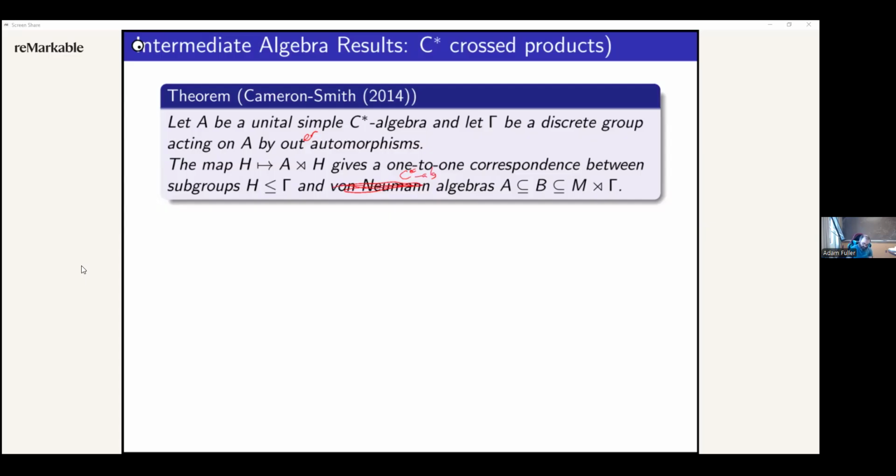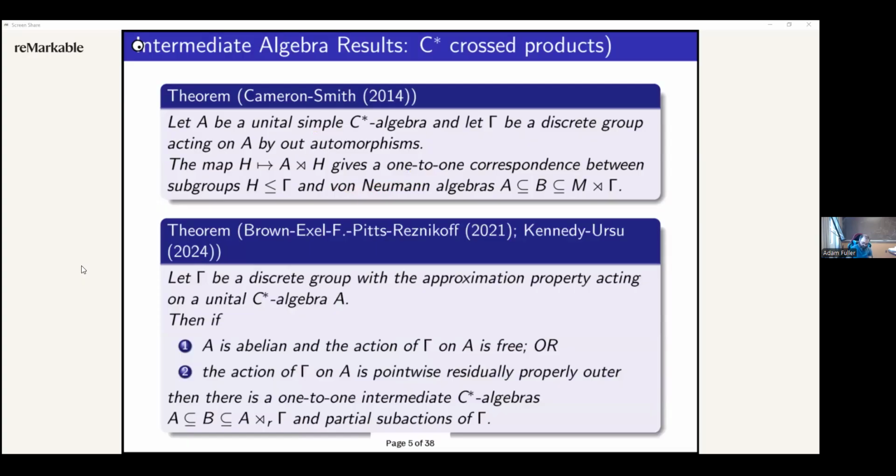More on the C-star algebra side is a result I wrote with Brown, Ozawa, Pitts, and Reznikoff, and Kennedy and Ursu, generalized. If we have a discrete group with the approximation property acting on a unital C-star algebra, then if A is abelian and our action is free, or if A is not abelian, the correct analog of freeness in this case is pointwise residually outer, which I won't get into because it's not going to come up in the talk. Then we have a one-to-one correspondence between intermediate algebras, and not the subgroups, but subactions of gamma. So Kennedy and Ursu wrote this in terms of subactions.